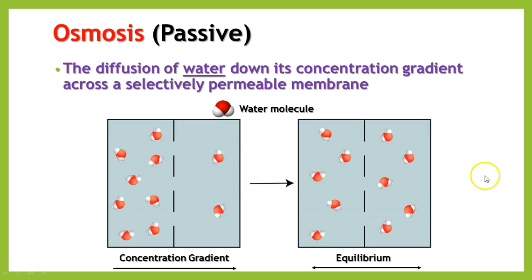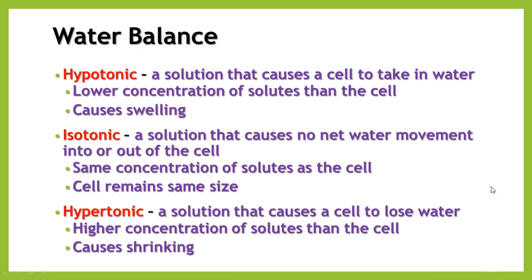And so keep that in mind as we talk about the types of solutions. When you talk about water balance, you're talking again about the movement of free water from one side of the membrane to the other, across the membrane. So there are three main types of solutions based on the concentration of solutes that affect the movement of water molecules in the cell and out of the cell.